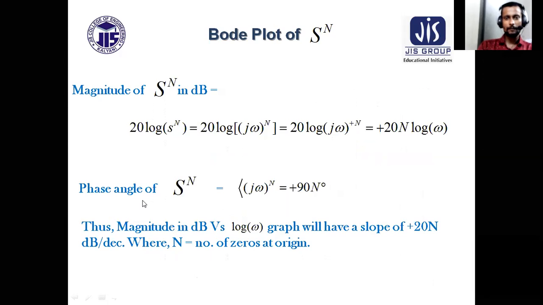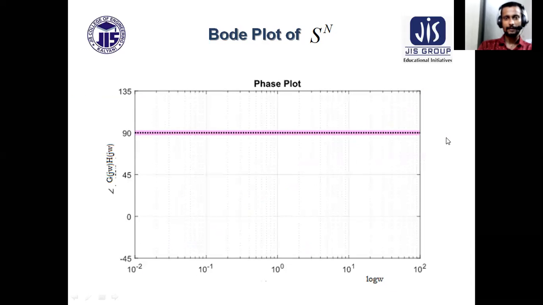And the phase angle will be plus 90n. In the last case it was minus 90n. As it was divided, here it should be plus 90n. So plus 90.